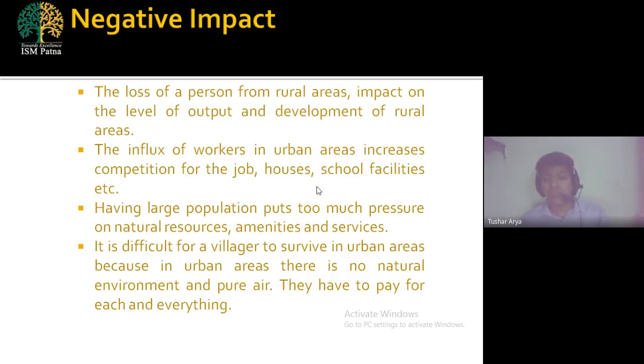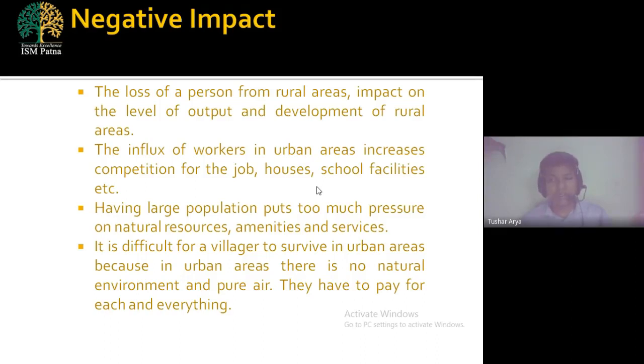Having a large population puts too much pressure on the natural resources, amenities, and services. Just take a very common example of the tax which the municipal corporation takes against our services. You will see that these municipal corporations exist in the urban areas. However, in villages, there was no tax. They were not paying any type of tax for cleaning services, water facilities. Why is it so? Because due to the population pressure in cities, they have to clean the city.